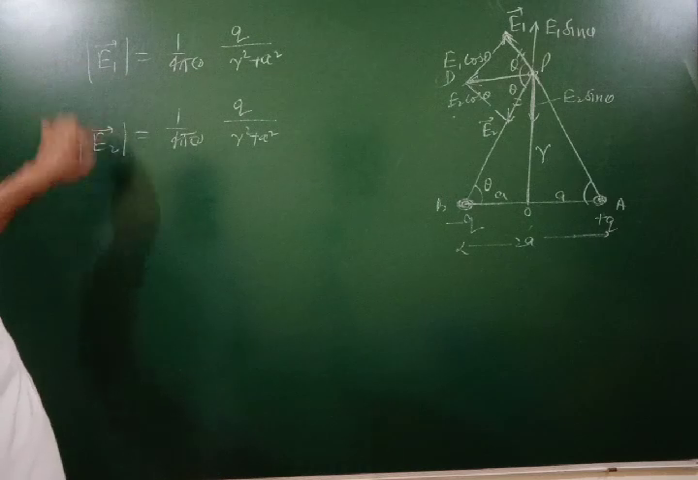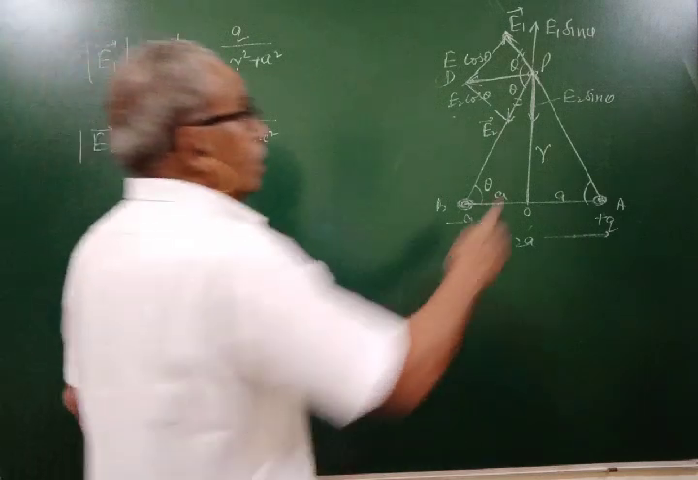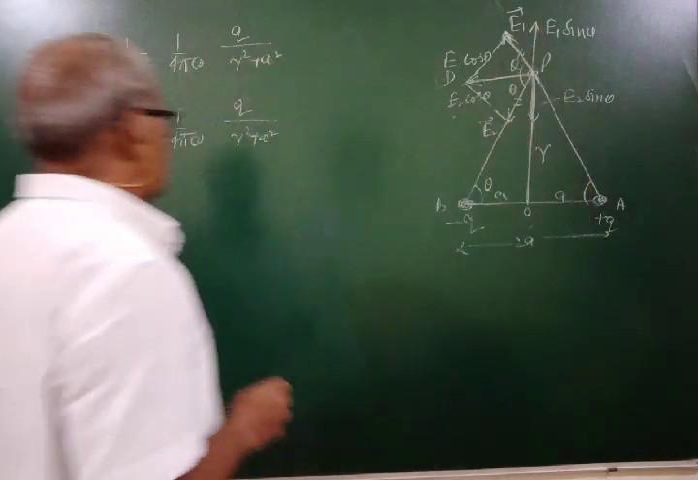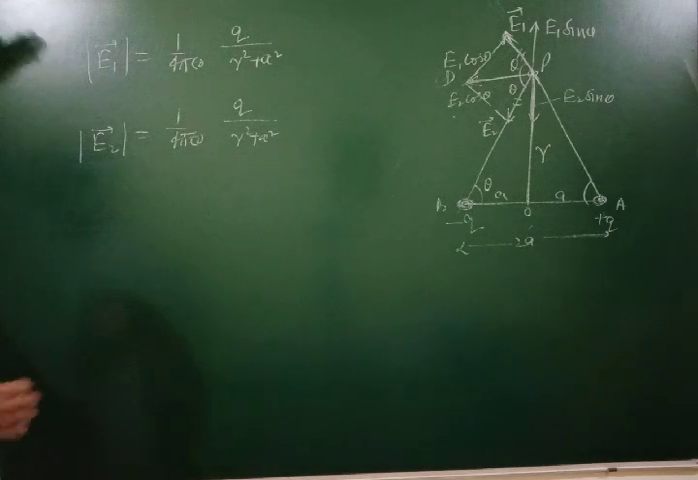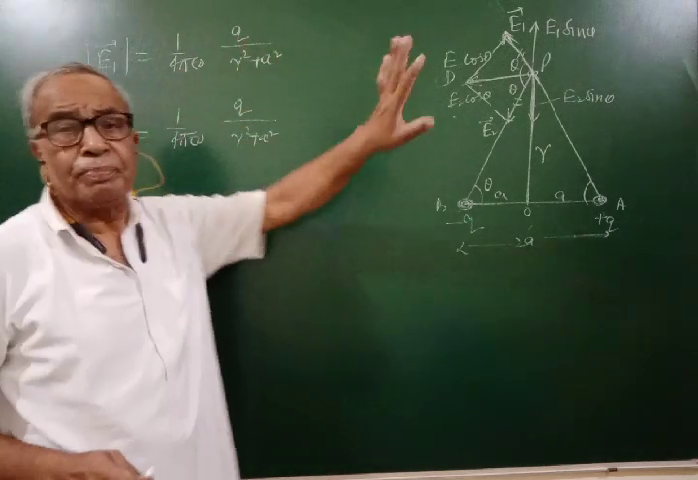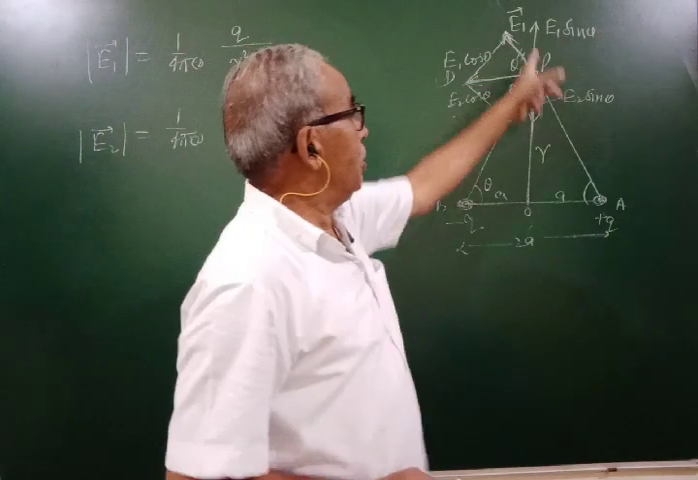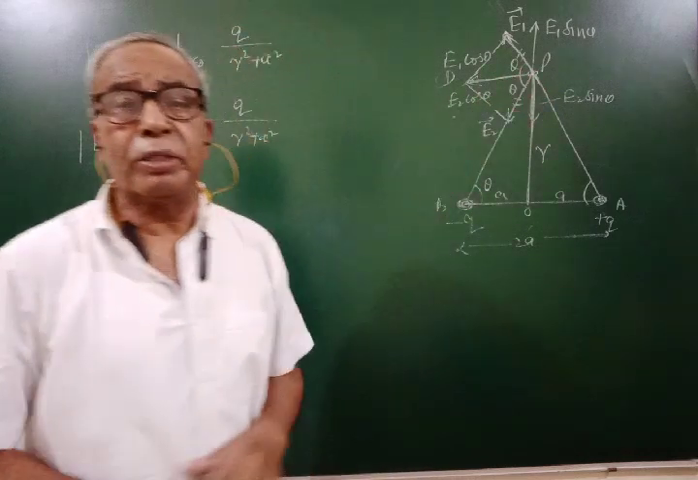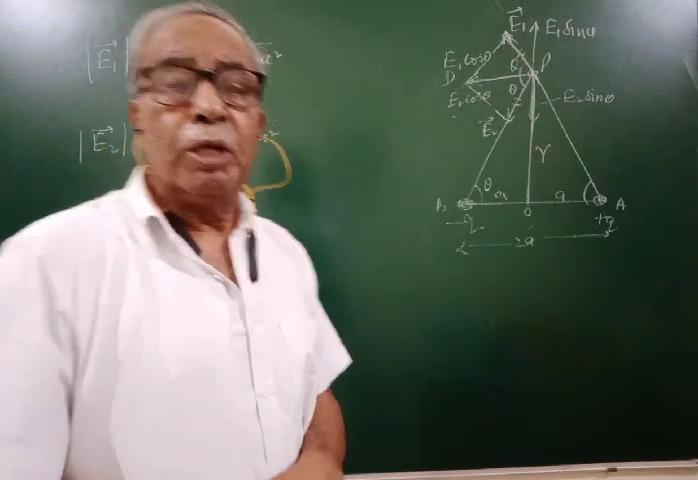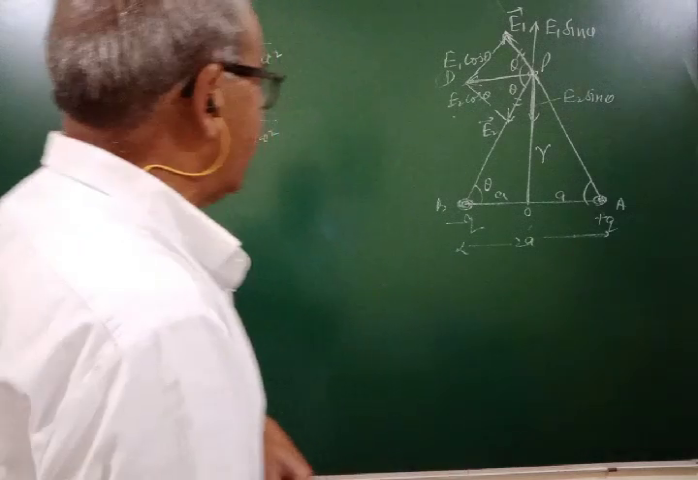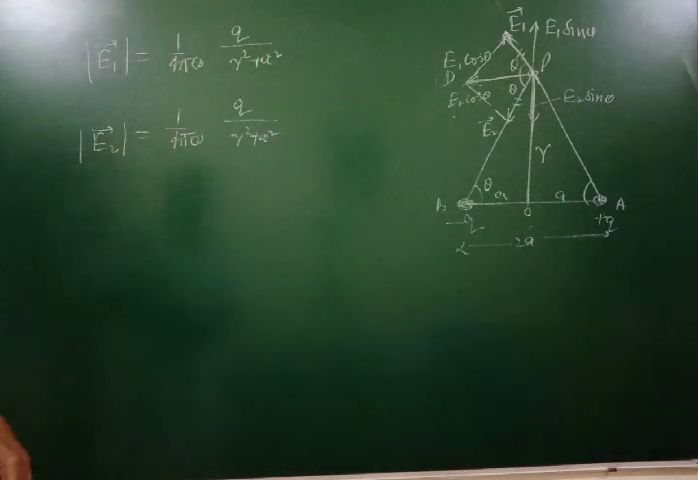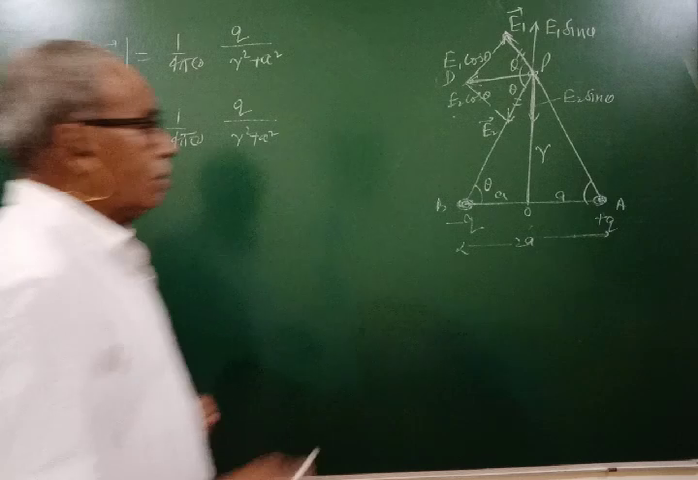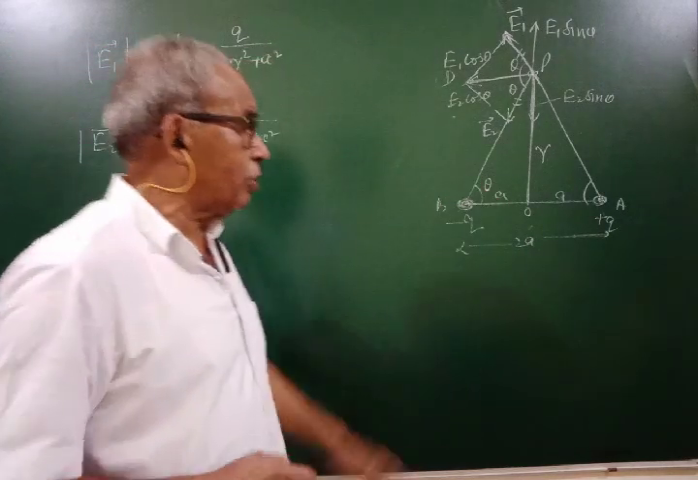Since the magnitudes of E1 and E2 are equal and the angles are equal, the sine components cancel each other. E1 cos theta and E2 cos theta are in the same direction. You can make note of this. Have you got my point? You can start like this.